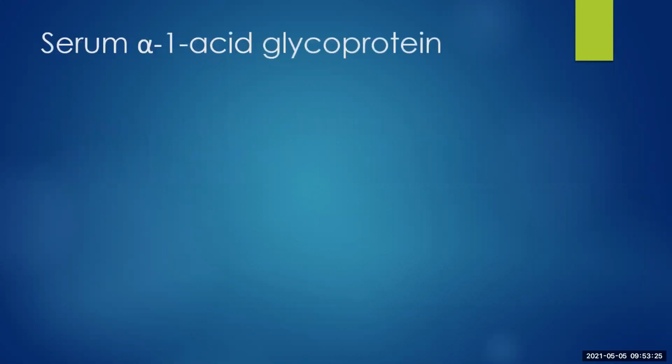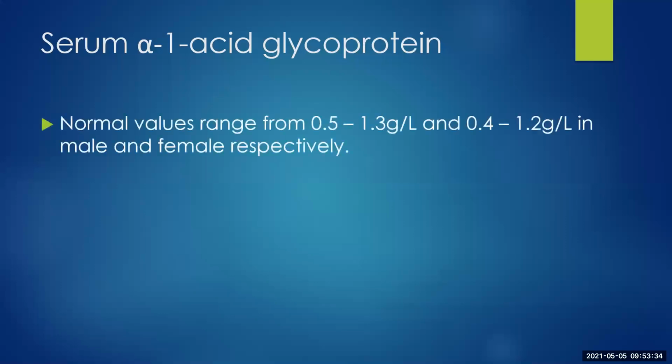The last biomarker of class 4 or group 4 test is serum alpha 1 acid glycoprotein. Okay, big name, don't worry. It has a very small function. Normal values range from 0.5 to 1.3 gram per liter in male and 0.4 to 1.2 gram per liter in female. Okay, increased serum levels have prognostic value.